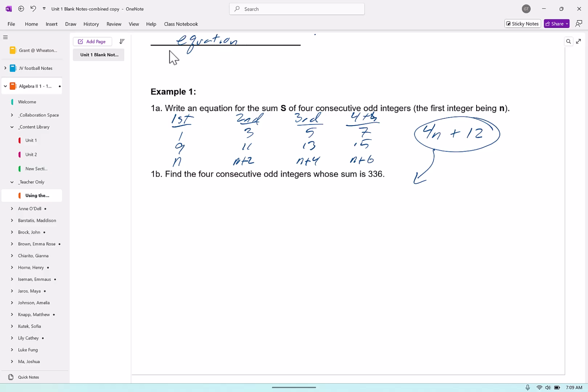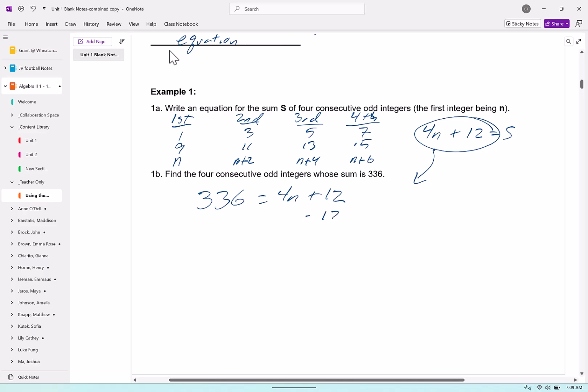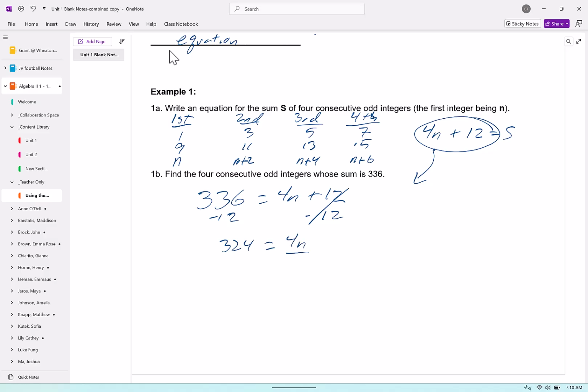I need to find exactly what those are that abide by those qualifications, but they add up to 336. So this should be equal to s. So s is 336, which equals 4n plus 12. I have to get n by itself, so I do the inverse operations. That will cancel out. Now this becomes 324 equals 4n. These are multiplying, so to get rid of them, I have to divide. That cancels out and leaves me with n equals 81.